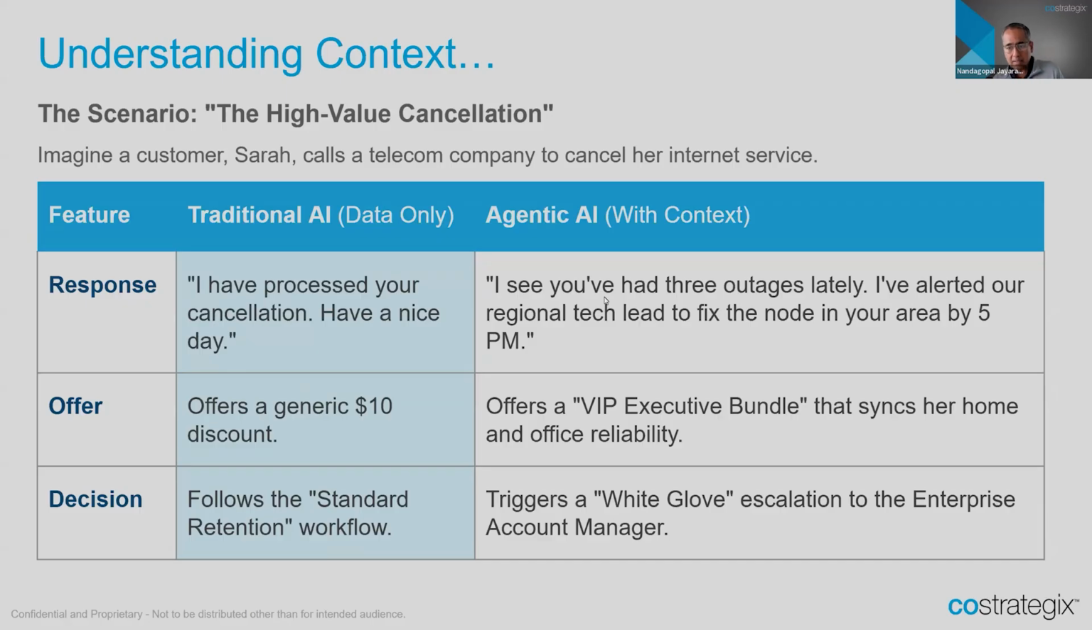Whereas with the context, I see you have three outages lately. I've alerted our regional tech to fix it. I might offer a VIP executive bundle. You might trigger a white glove response because this is not just a consumer, it's actually a B2B decision maker. So I'm going to escalate to the enterprise account manager to give a call and take care of the situation. Right, so that's really how context comes into play.